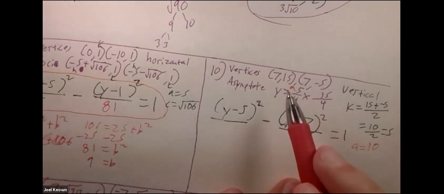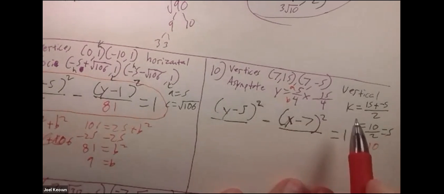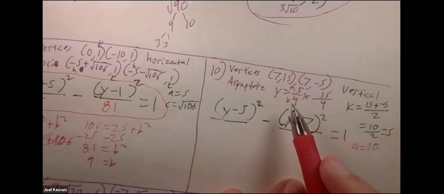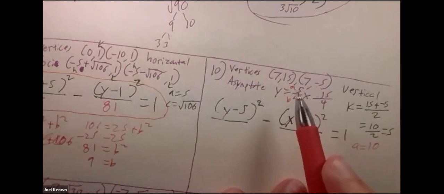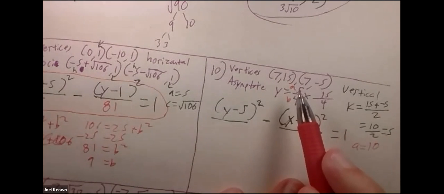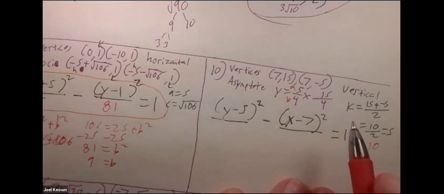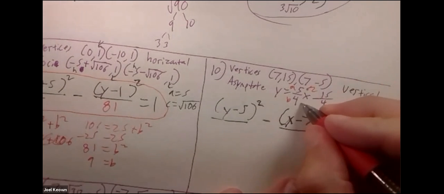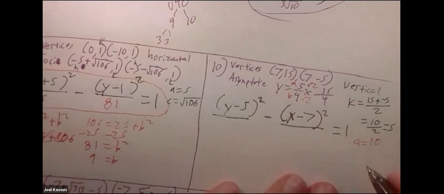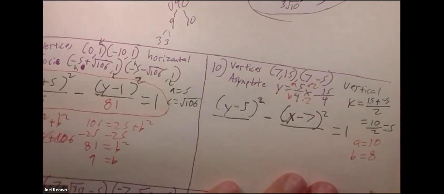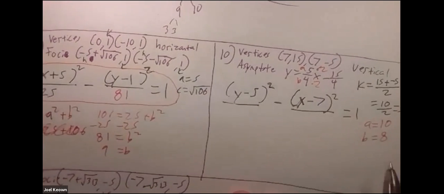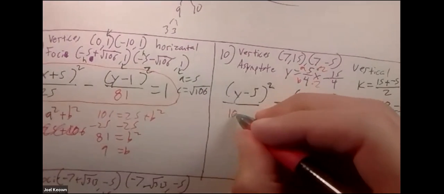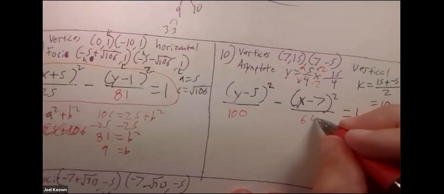Now, A has to be 10. Well, how would I get this number to be 10? Because again, they had to simplify this fraction. We just said that. If I multiply this number by 2, it becomes 10. So I need to multiply this number by 2 as well, which would give me B is 8. And now I can square those and say 164.